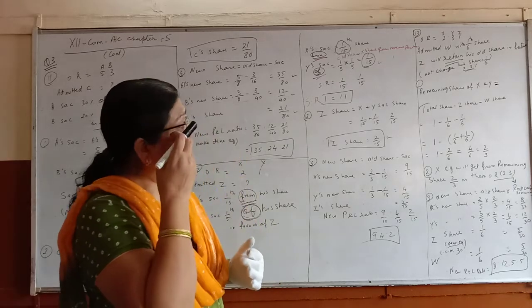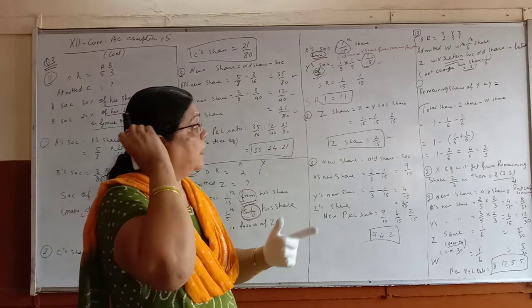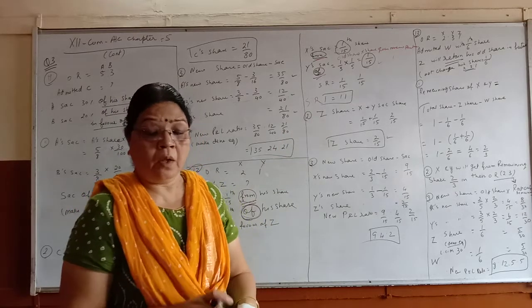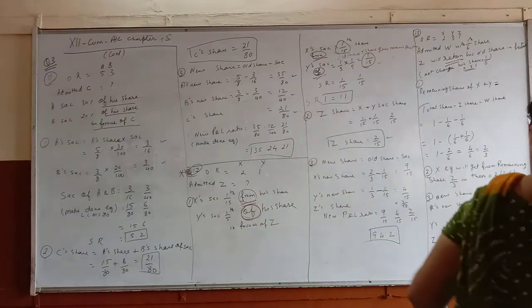So here, what is the Z ratio here? 1/6. What is the Z ratio here?